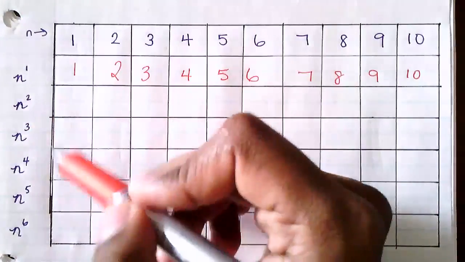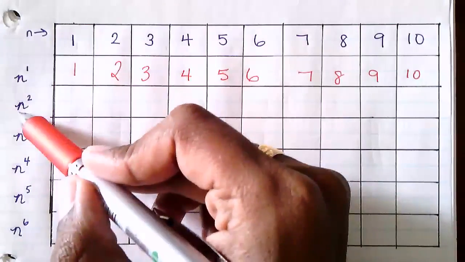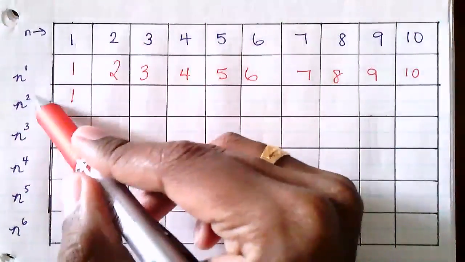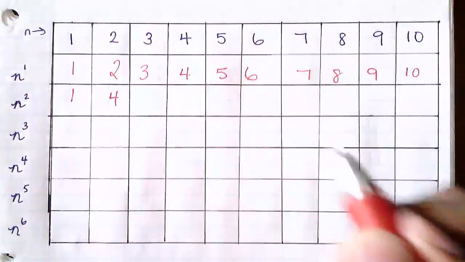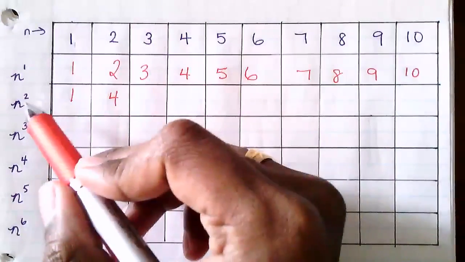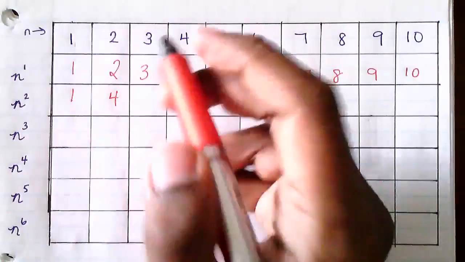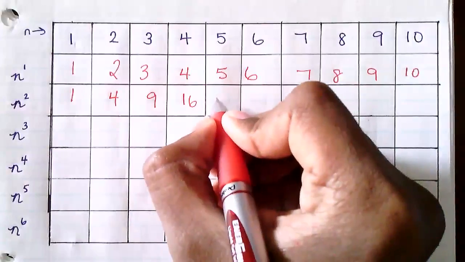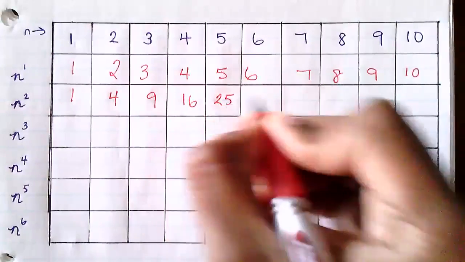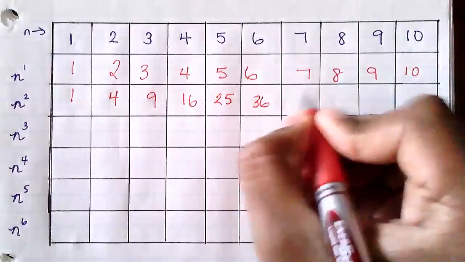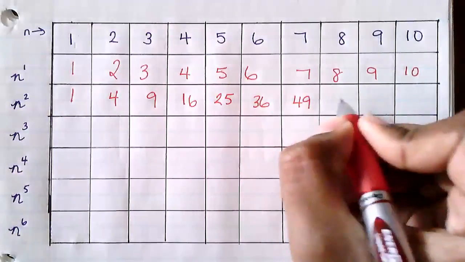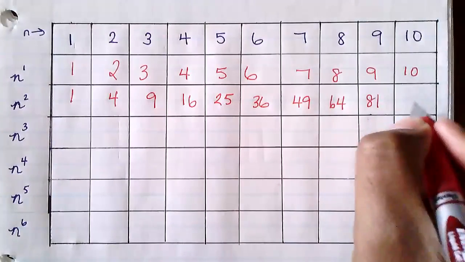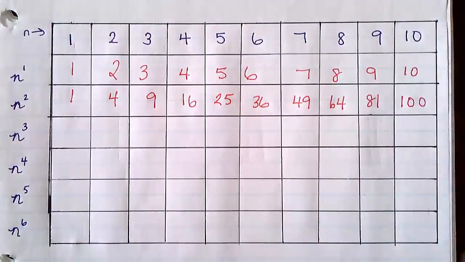Now we'll go to the power of 2. So 1, which is my n, to the power of 2 is still 1. 1 times 1. 2 to the power of 2 is 2 times 2, which is 4. 3 to the power of 2 is 9. 4 to the power of 2, 16. 5 to the power of 2, 25. 6 to the 2, 36. 7 to the 2, 49. 8 to the 2, 64. 9 to the 2, 81. And 10 to the 2, 100.